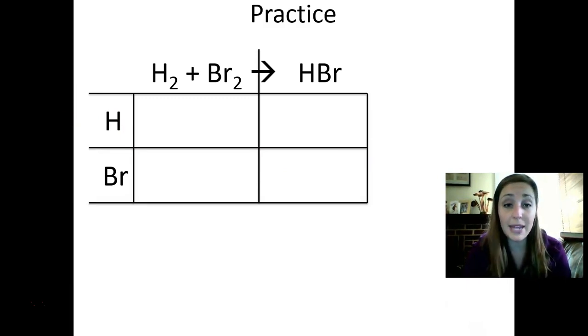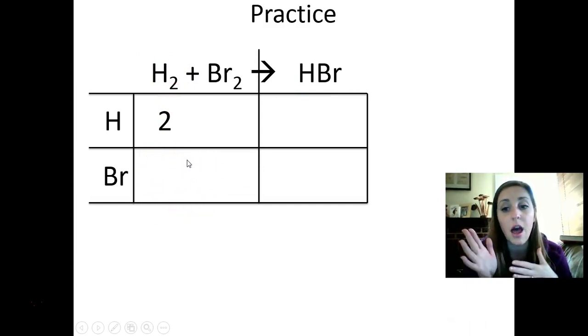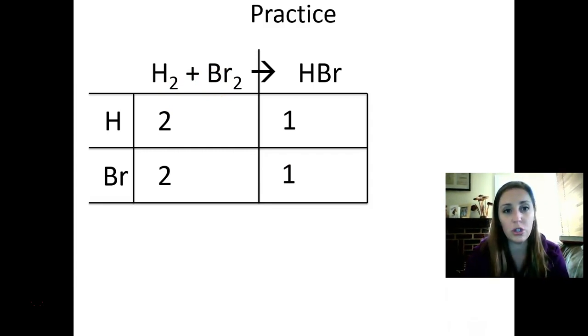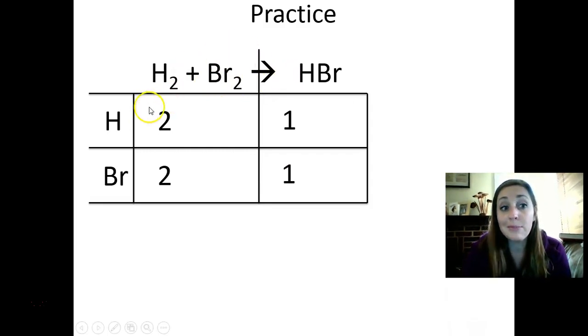I'm going to count up how many atoms of each I have on each side. If I look at hydrogen on my reactant side, I have 2. How many bromines do I have on my bromine side? That's 2. On my product side, I have 1 hydrogen and 1 bromine. So you can see right away that neither element is balanced. Since both hydrogen and bromine are in their elemental form, I don't have a precedence of which one to go for first, so I'm just going to go for hydrogen.